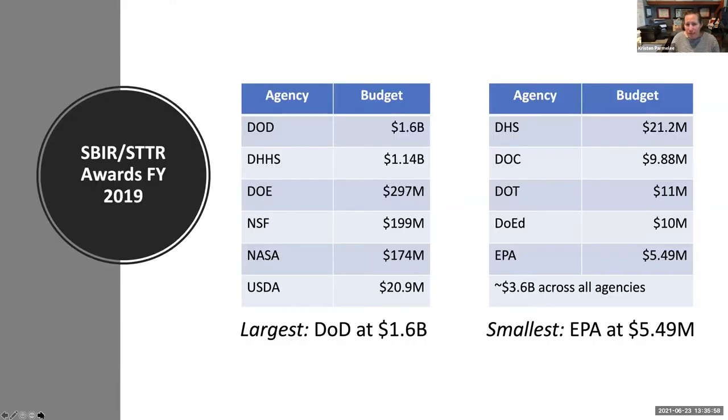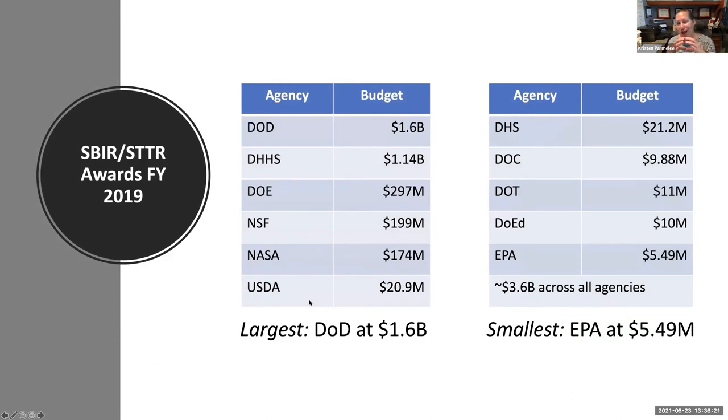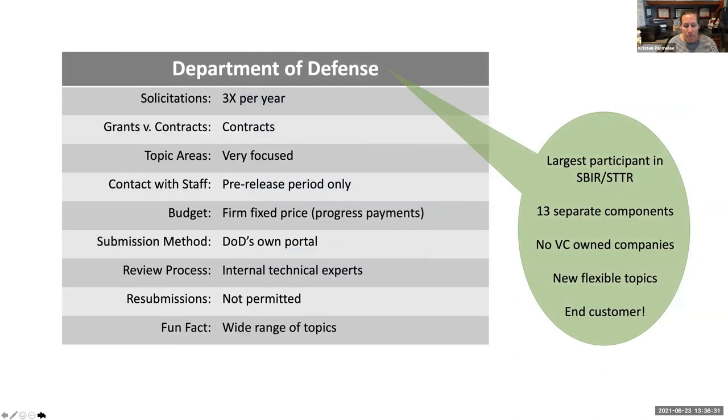All right, again, looking at our 2019 data, I've ranked the agencies by size. The largest is Department of Defense at 1.6 billion, and the smallest is EPA at just under 5.5 million. I like the next slide better because it's graphic. Oh shoot, I don't have it in this presentation, darn it. Well, I have a pie chart that shows what that really looks like. And essentially it's the Department of Defense taking over half of the entire program. So it trumps the next smallest program by half or double.